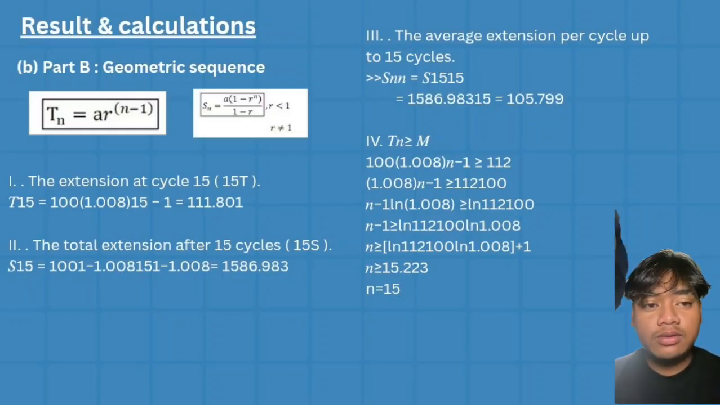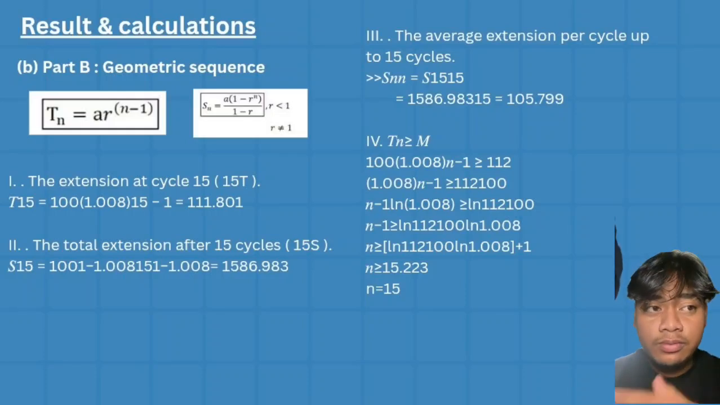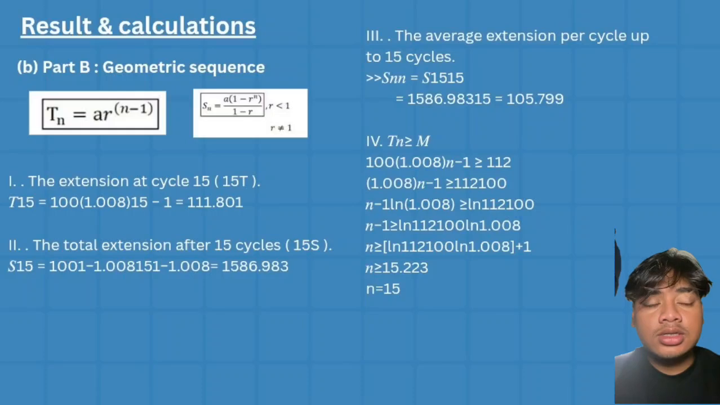Then the next question is the total extension after 15 cycles. There's S15, sorry. So the S15, the sum of 15, will be equal to 100 times in bracket 1 minus 1.008 to the power 15 over 1 minus 1.008, and it equals 1586.983.